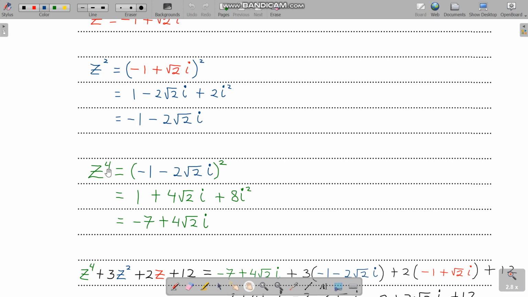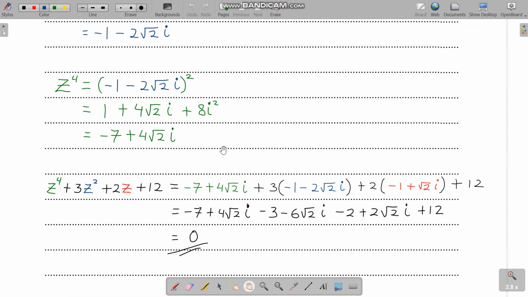For z to the power of 4, we square z squared here. So we square this one in blue here. After we square this, we get 1 plus 4 root 2i plus 8i squared. i squared is minus 1, so this is actually minus 8. 1 minus 8 is minus 7.